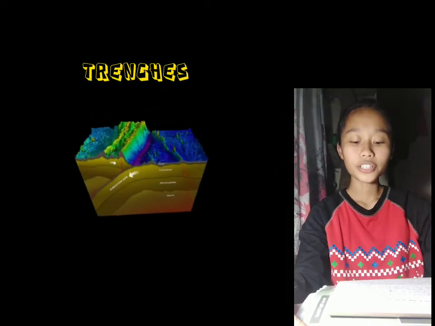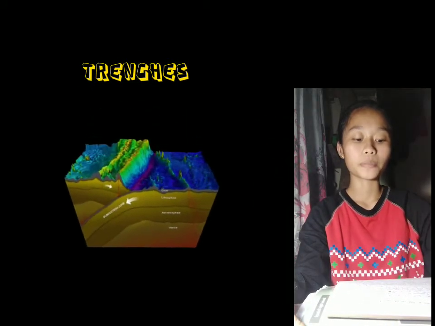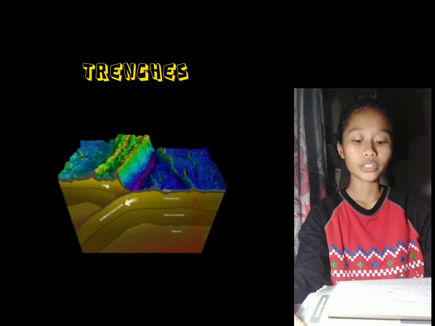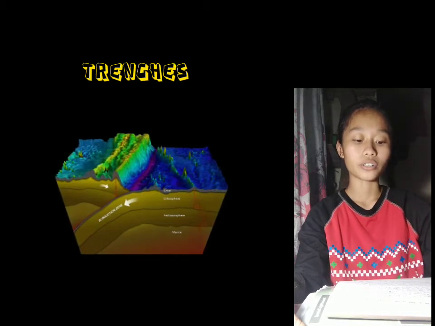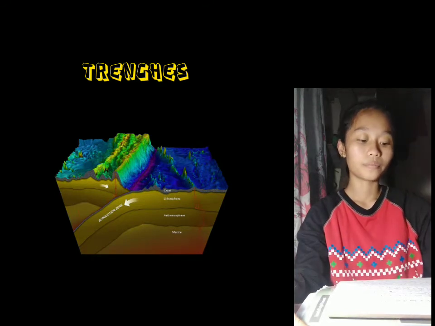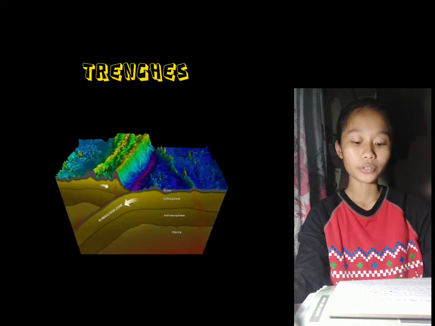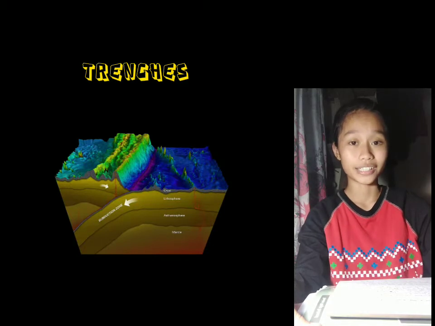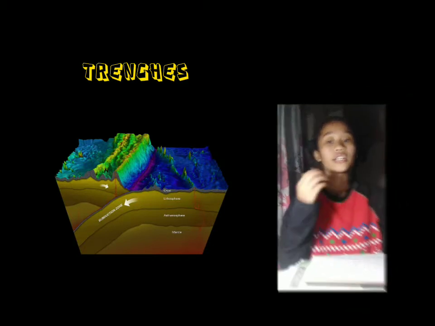Trenches. Trenches are steep depressions in the deepest part of the ocean where old ocean crust from tectonic plates converge and the older, denser plate is pushed beneath the lighter plate and deep into the mantle, causing the seafloor and the outermost crust, or the lithosphere, to bend and form a steep or V-shaped depression. Trenches. And it looks like this.